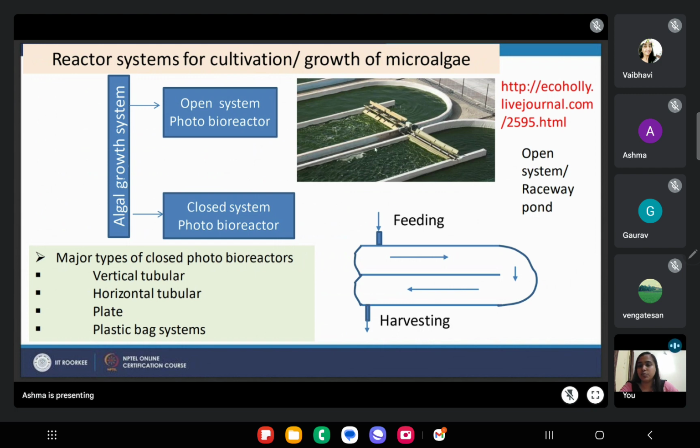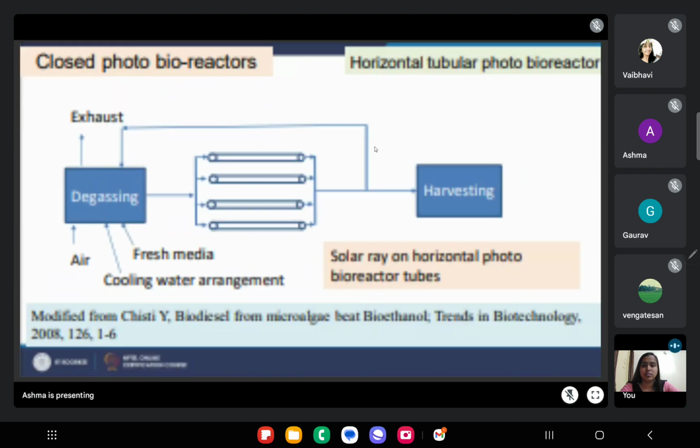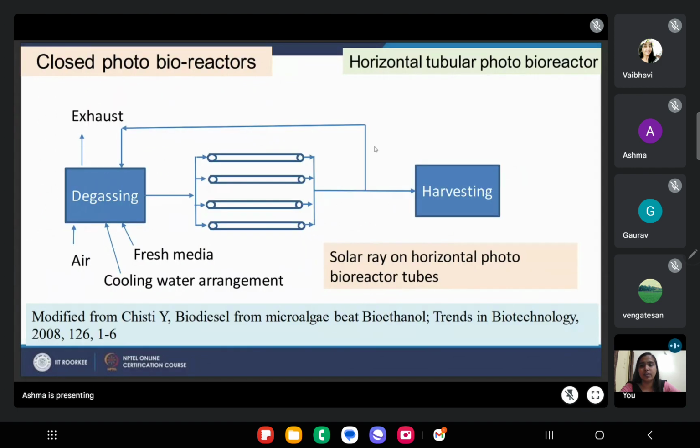So the major types of closed photobioreactor can be vertical tubular or horizontal tubular. It can be a plate arrangement or it can be a plastic bag system. So next is closed photobioreactors.